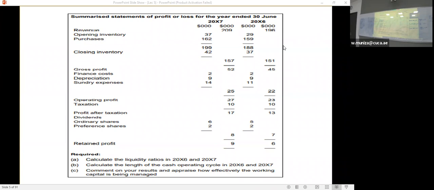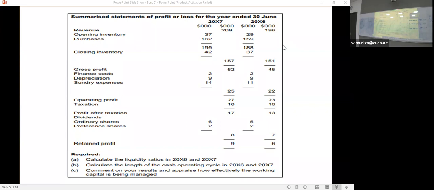Eighty days. Now, my dear students, you can see that the inventory holding period is improving. From 92 days, it has now become 80 days. It means that now the organization is becoming more efficient at converting its inventory into sales. The organization is taking lesser time to make the sales possible. Okay, for 2007, it has increased from 80 to 92 days.